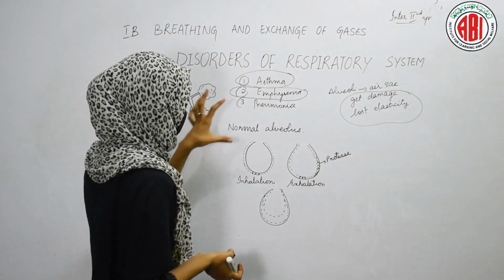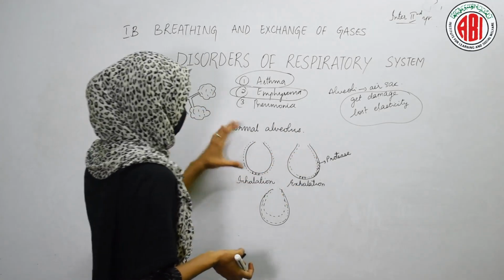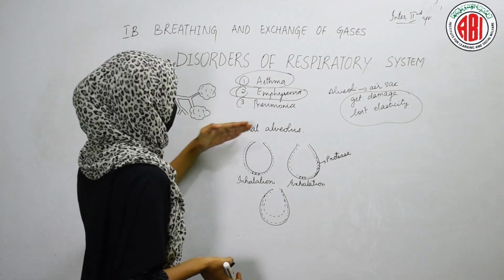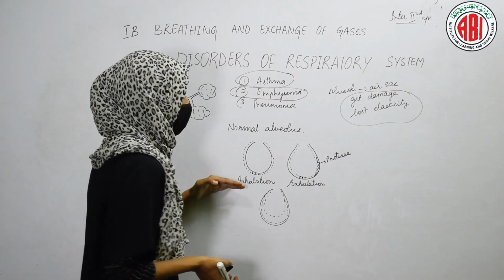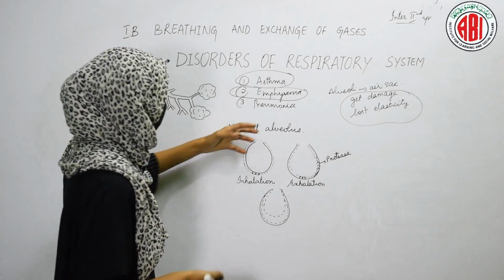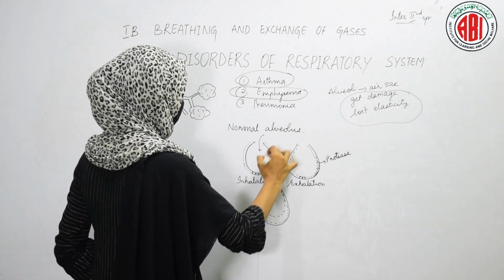Let us see. This one is our normal alveolus. If you see a normal alveolus, then it functions normally. During inhalation, the expansion of the alveolar wall takes place. Due to the expansion of the alveolar wall, we can take the oxygen in. This is called inhalation, right?